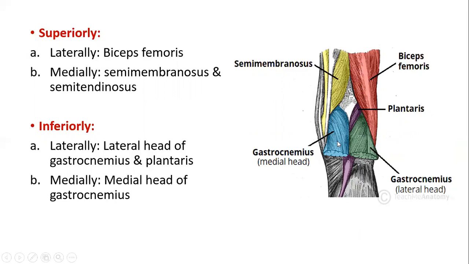Inferiorly on the medial side, we have the muscles of the leg. The superficial among them is called gastrocnemius. It has two heads, a medial head, which actually forms the inframedial boundary, and a lateral head, which is forming the infralateral boundary of the popliteal fossa, along with the plantaris muscle.